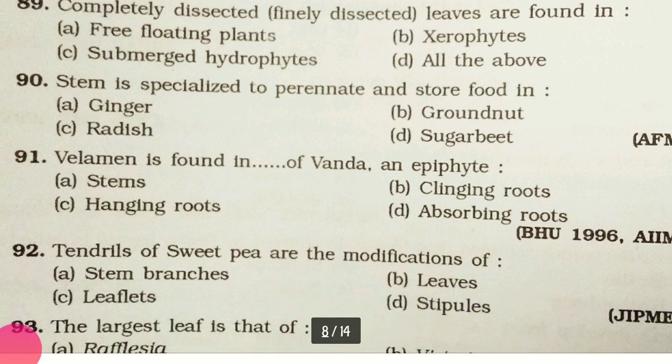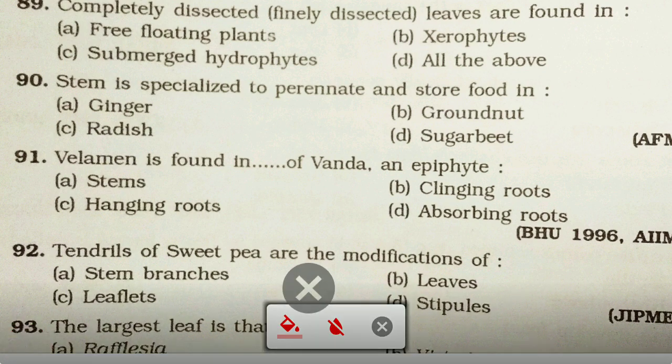Now coming to the last question. Tendril of sweet pea is a modification of, the answer will be here leaflets.